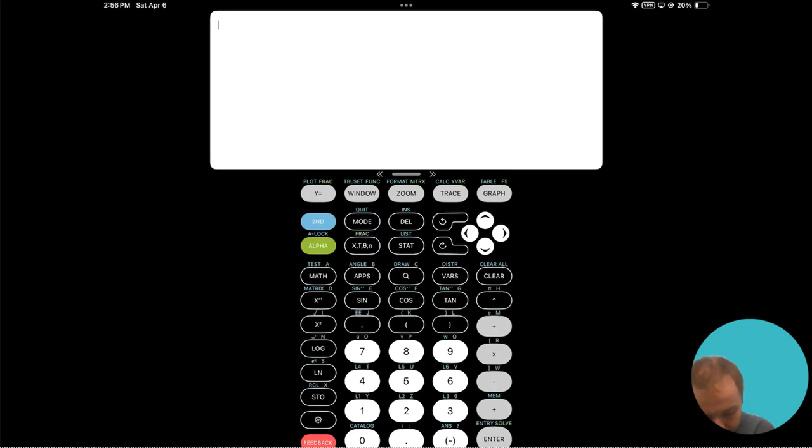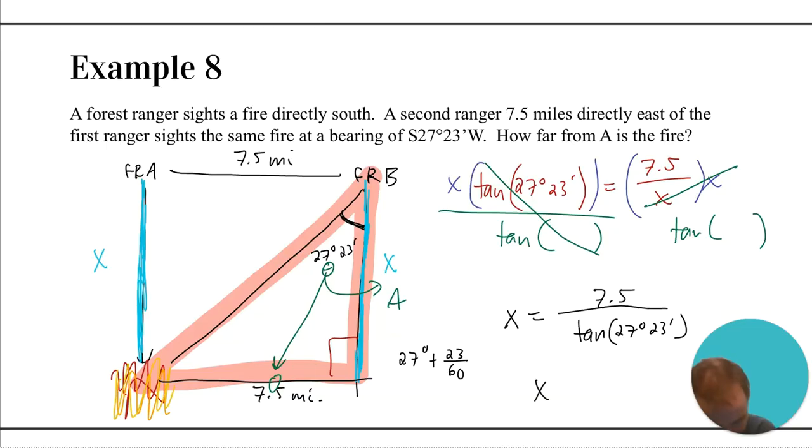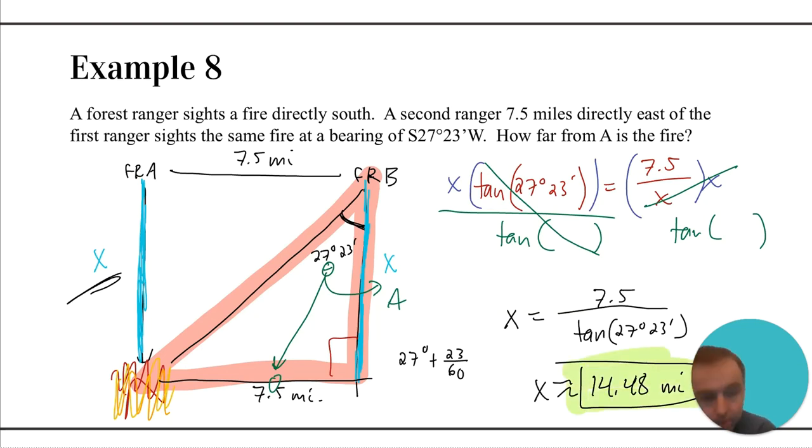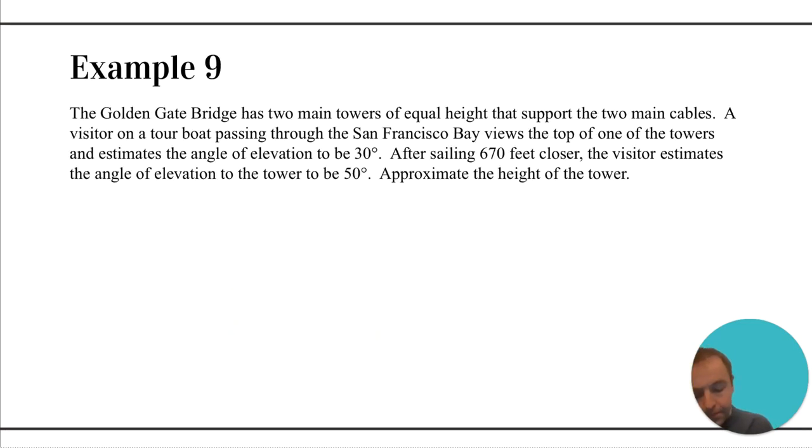So we know that 27 degrees plus 23 minutes out of 60 would give you the decimal equivalent of that. So that's really what you'd want to put into your calculator. I can just simply do it like this. We could take 7.5 and divide it by tangent of 27 degrees plus 23 out of 60. That way it'll be just in the decimal form of degrees. And that comes out to be about 14.48 or so. And that gives us x, and everything is in miles. So that would be how many miles away from that first forest ranger the fire is located.